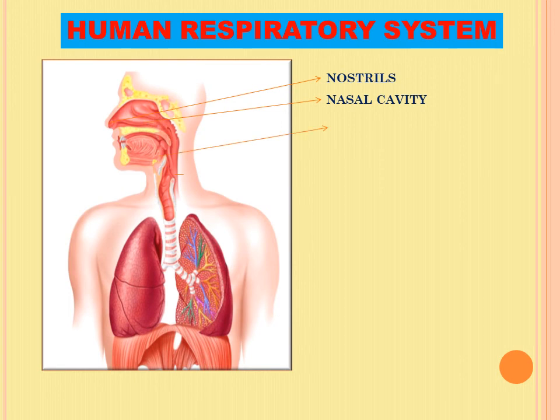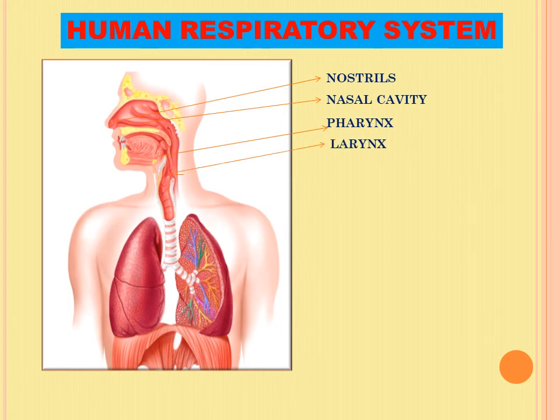Afterwards, we have the next portion, that is the pharynx. As we have discussed earlier, the pharynx is the region which is common for our digestive tract as well as respiratory tract. So, if this region leads to the esophagus, then it becomes the digestive system. And if this region leads to our larynx part, then it is the respiratory system.